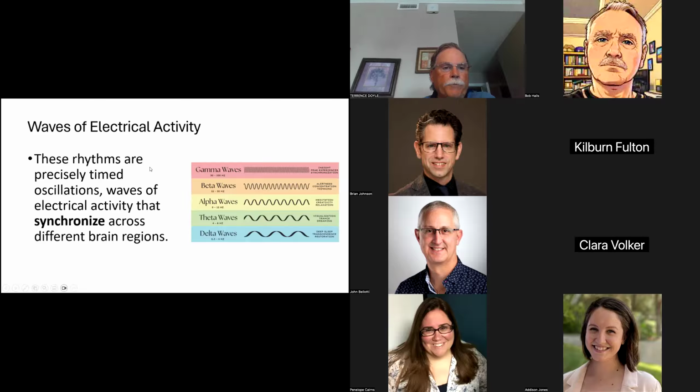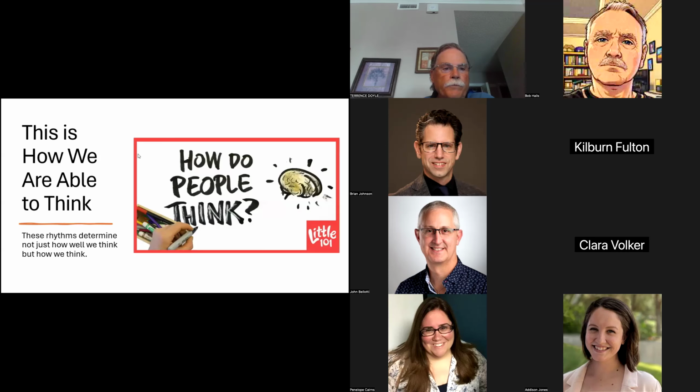So let's take a look. Basically, what we're saying is that these rhythms are precisely timed oscillations, or waves of electrical activity, and they synchronize across all brain regions. There are 5 kinds of brain waves that we're aware of, and these brain waves are what determine our ability to think. Everything that we're able to do as humans is the result of how these different brain waves interact.